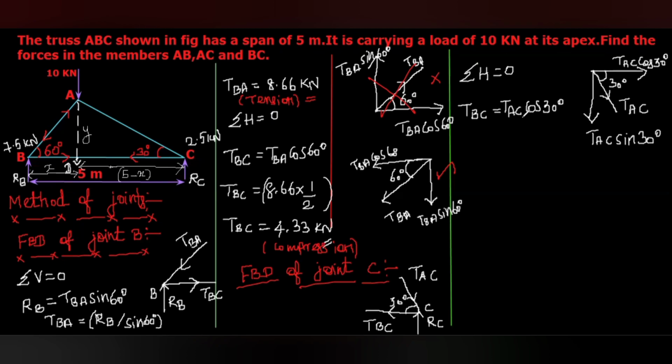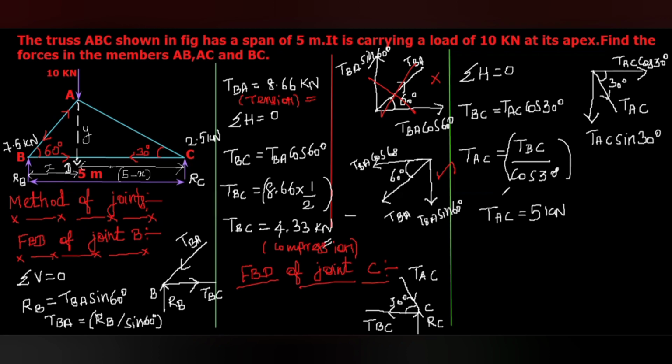So from this, we can write TAC equal to TBC divided by cos 30 degree. If you substitute the value of TBC, 4.33 kilonewton, then we will get the value of the tension in the member AC equal to 5 kilonewton. Okay, tension in the member AC equal to 5 kilonewton.